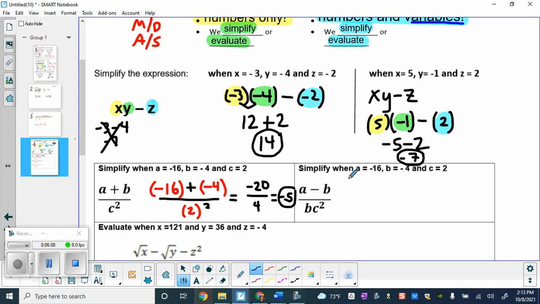Okay? All right, so now for this next one, we're going to plug in here. Let me get my colors out. We've got a negative 16. That's A. Then I have a minus sign. Then I have B, which is a negative 4. And all of that is now going to go over B, which is negative 4, times C squared. Now, C is the only thing getting squared here, so the 2 is what's going to be getting squared.